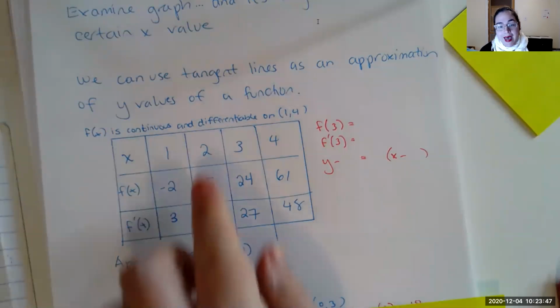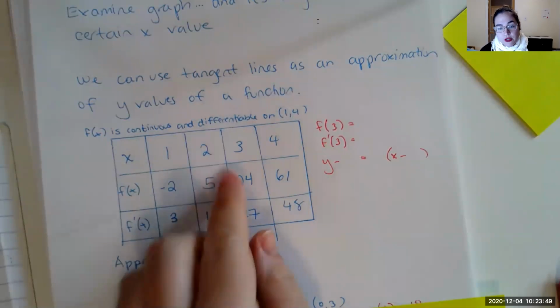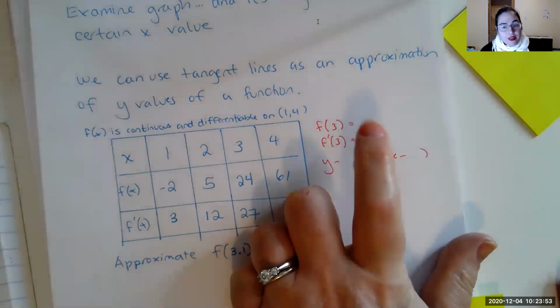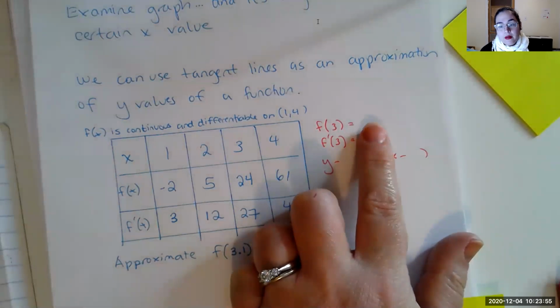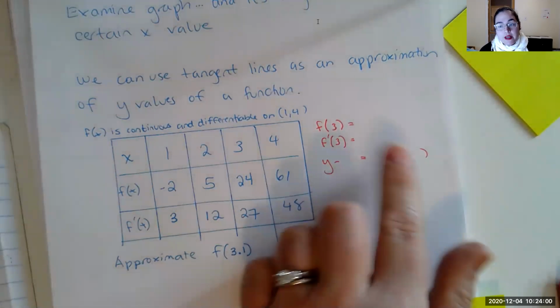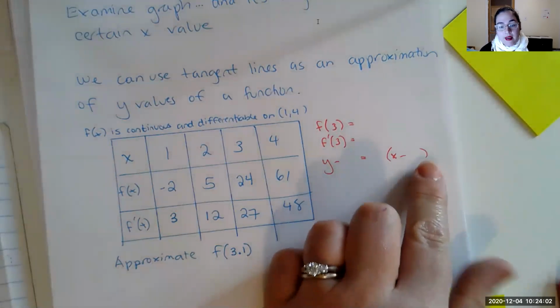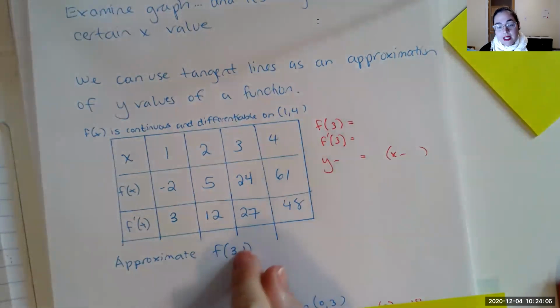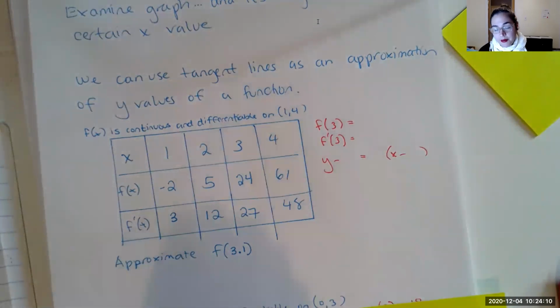So at 3, which is close to 3.1, we're going to find the y value at 3. We're going to find the derivative, the slope of the tangent line at 3, and we're going to use that to write the equation of the tangent at 3, and then we're going to substitute 3.1 into that tangent line. It's not going to give us the exact value of this function, but it will be close. Okay, so let's go ahead and get started.